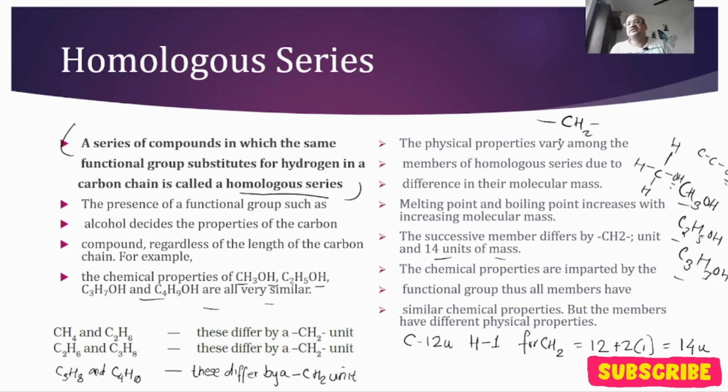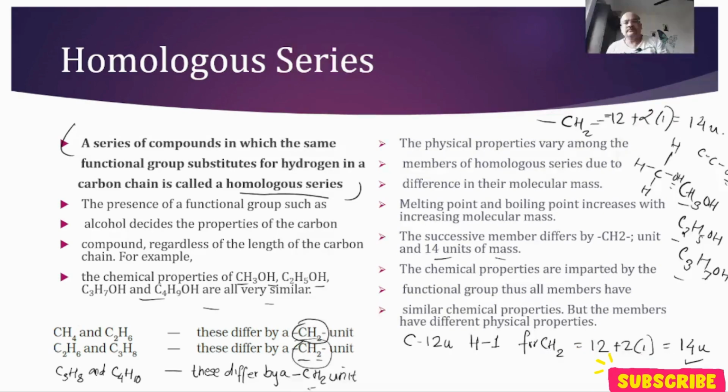If I take the mass of CH2, it is 12 for carbon and 2 into 1 for hydrogen, so that gives me 14 atomic mass units. The chemical properties are imparted by the functional group, thus all the members have similar chemical properties. But the members have different physical properties, which we need to know.